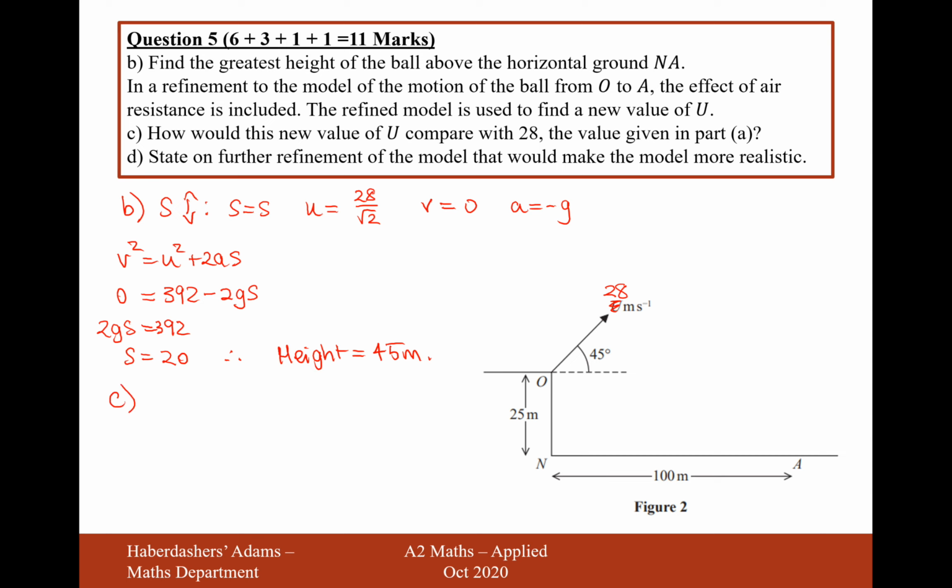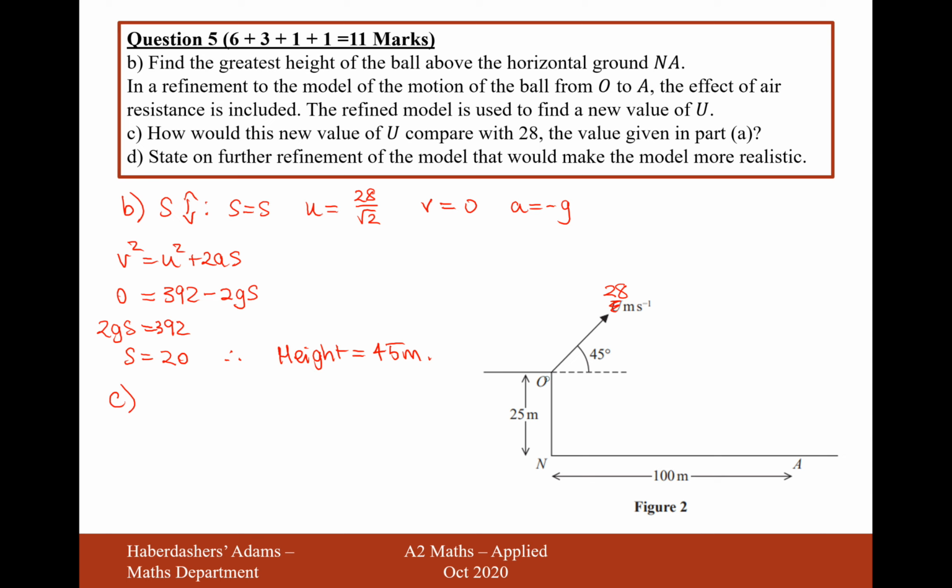Moving on to part C: in a refinement to the model, the motion of the ball from O to A, the effect of air resistance is included. The refined model is used to find a new value for u. How would this new value of u be compared with 28? And give your answer given the value given in part A.